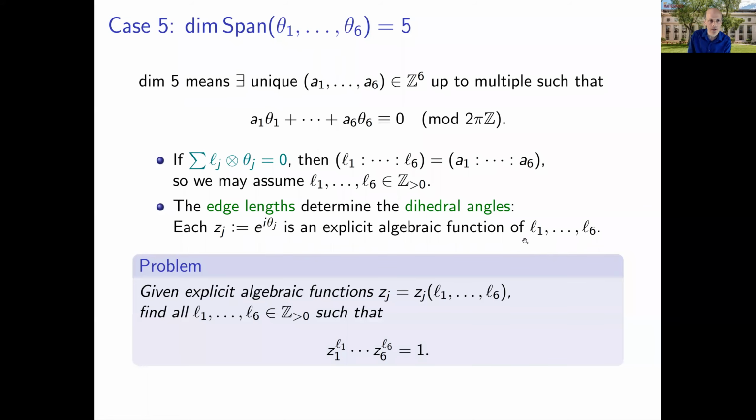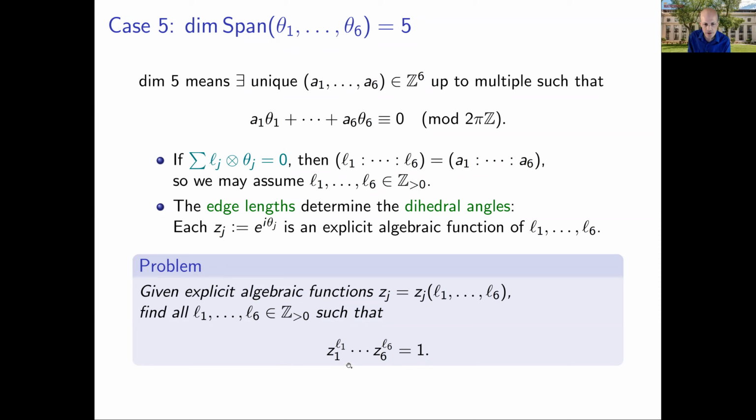Now, if you take this angle equation and you complex exponentiate it, and remember that the A's are the same as the L's, you get an equation like this: the product of these powers is 1. These Z's are explicit algebraic functions of the edge lengths. In fact, they all live in a degree 2 extension of the rational function field, degree 2 over Q adjoin L1 through L6. So the type of problem that we need to solve in order to handle this case 5 is to find the positive integer solutions to an equation like this.